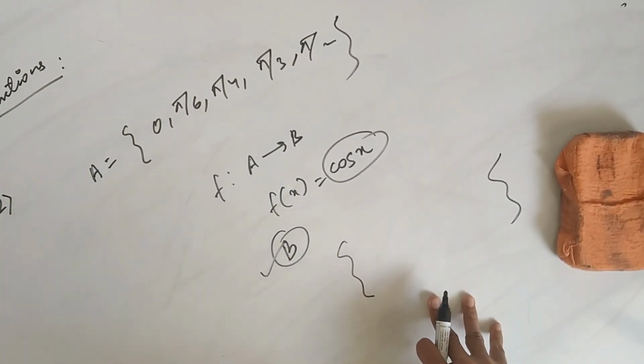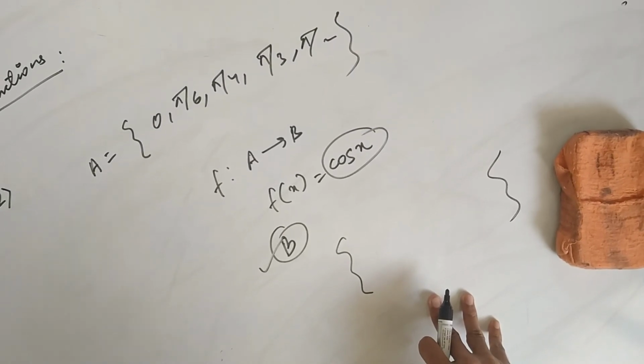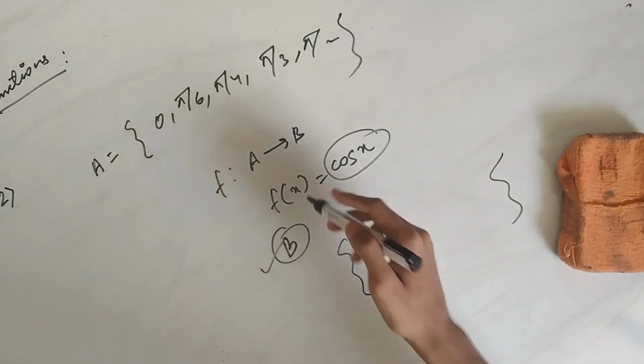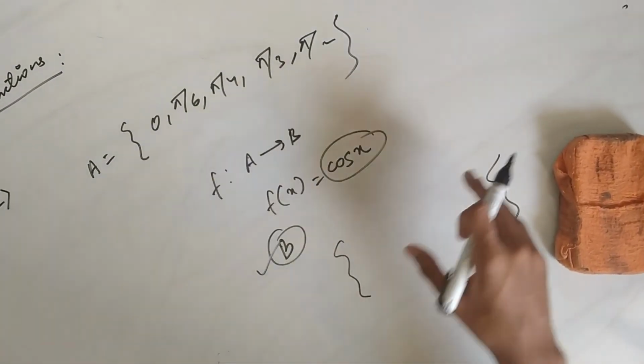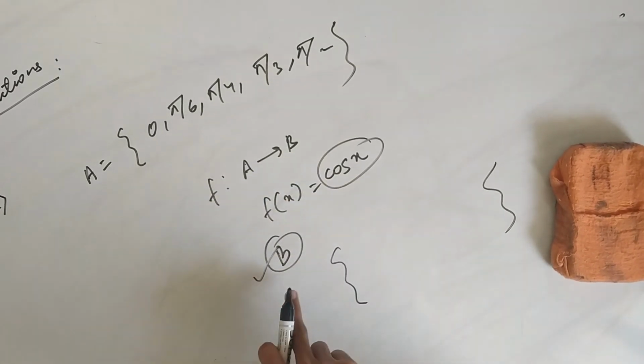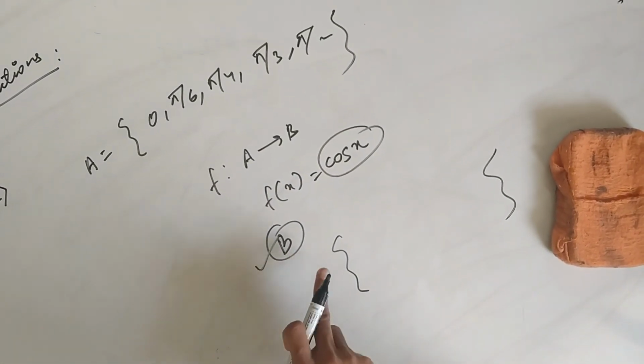Previously we saw we found the values. Now those values we are arranging in the form of a set, and we are calling it the range, or the other set to which it is mapped from the initial one.